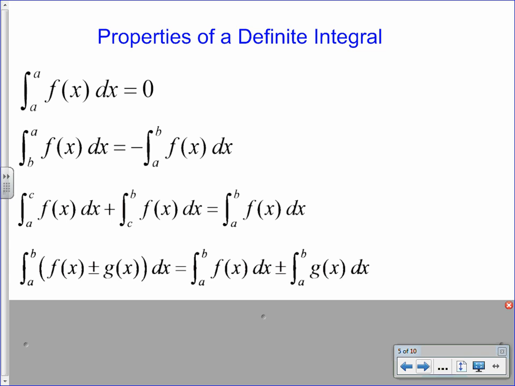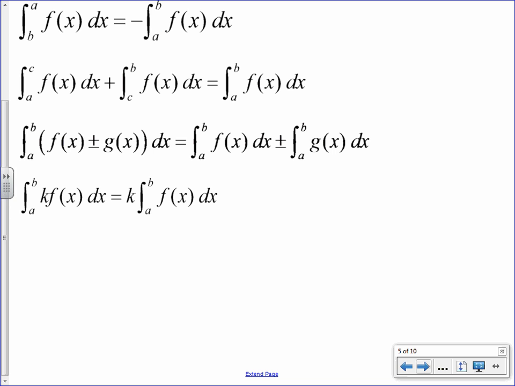Okay, this is something we've seen before. If I have addition or subtraction inside of my integral, we can break it apart into two separate integrals that are being added or subtracted. Okay, and the same thing with a constant. If we have a constant in front of our function in our integral, we can take it outside. You've seen those two before.